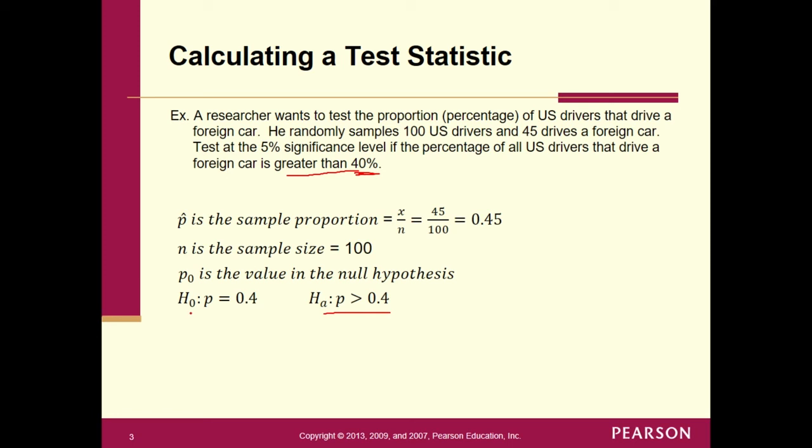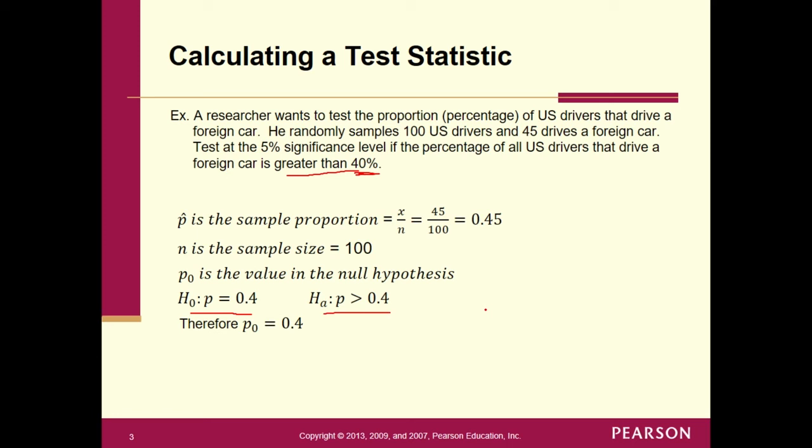So what's going to be in the null? P is equal to 0.4. All right, so that means whatever value is in the null hypothesis, that's P sub 0. Well, what's in the null hypothesis? 0.4. All right, so P sub 0 in the formula for the test statistic would be 0.4.